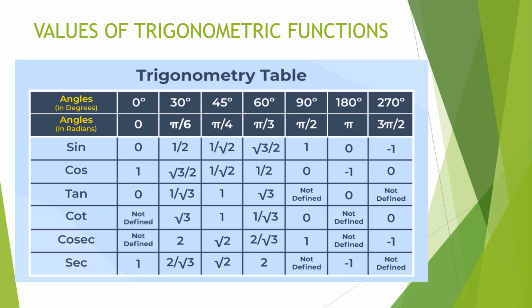Now these are the values of trigonometric functions at some important angles. First of all, the angles are given in degrees and then in radians. You are given all the values of sine, cos, tan, cot, cosec and sec. So if you remember sine and cos, other values will follow.